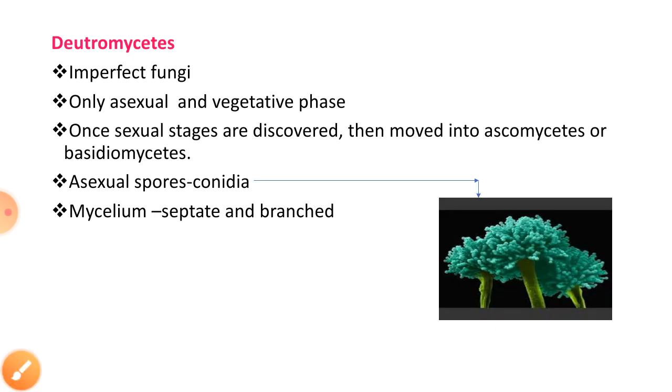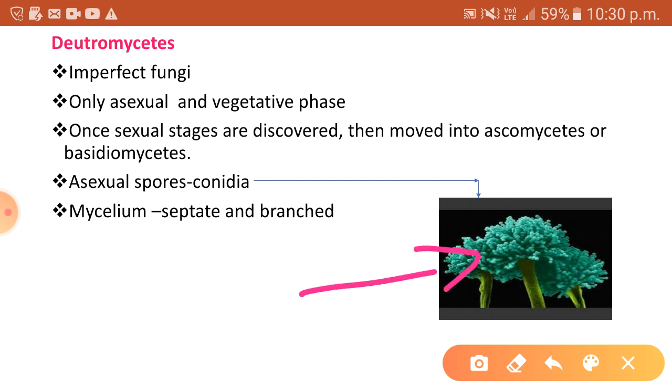Now moving to the last group, that is Deuteromycetes. They are called imperfect fungi because only the asexual and vegetative phases are known for these fungi. Where sexual stages are discovered, they are moved to other classes. They produce asexual spores called conidia. You can see it here, the conidia. Their mycelium is septate and branched.